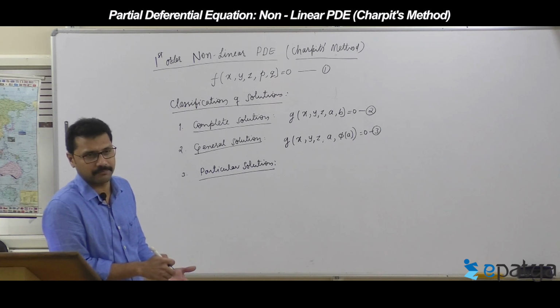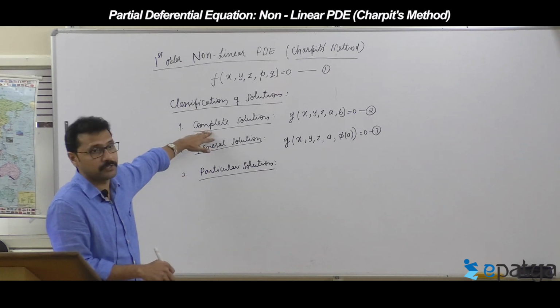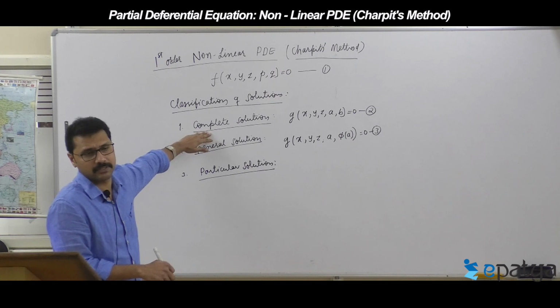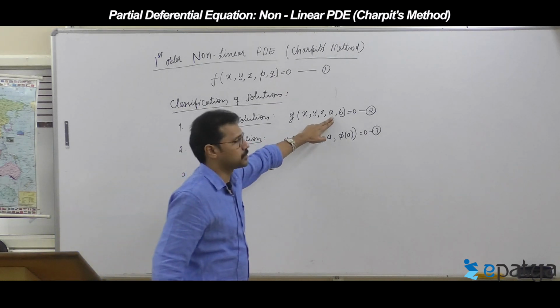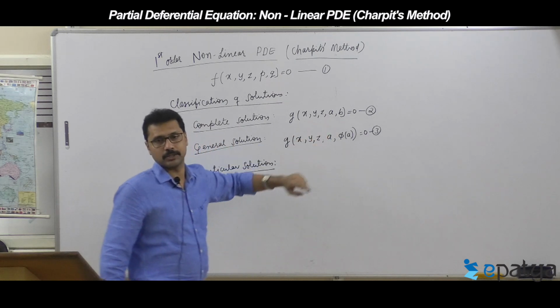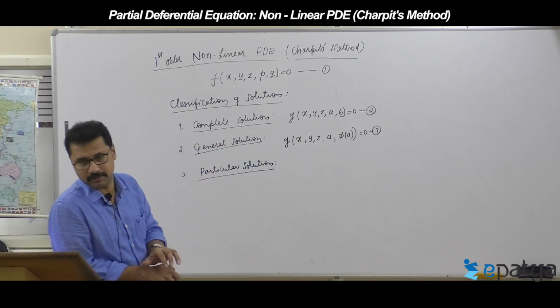Member means all members are surfaces only. So in the given family, or the complete solution, which gives me an infinite number of surfaces in the family, if I can identify one particular surface by giving particular values to these two arbitrary constants, that is called a particular solution, or in fact we call it a particular surface also.